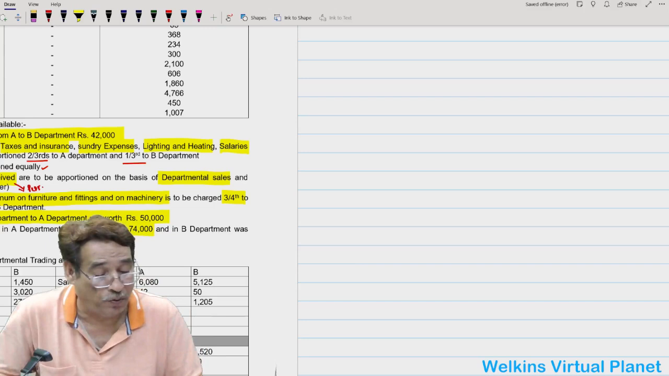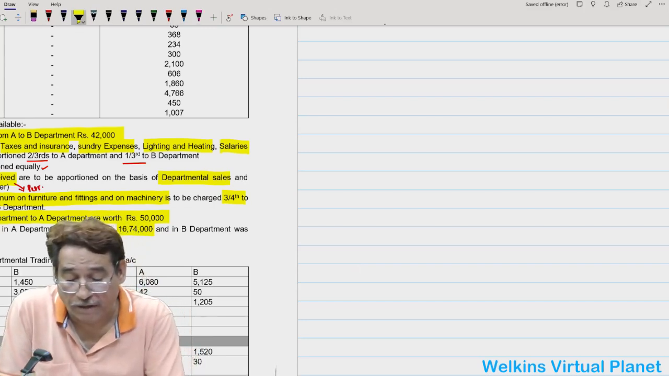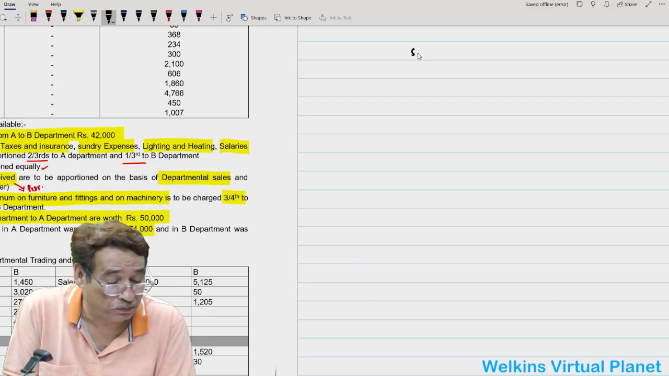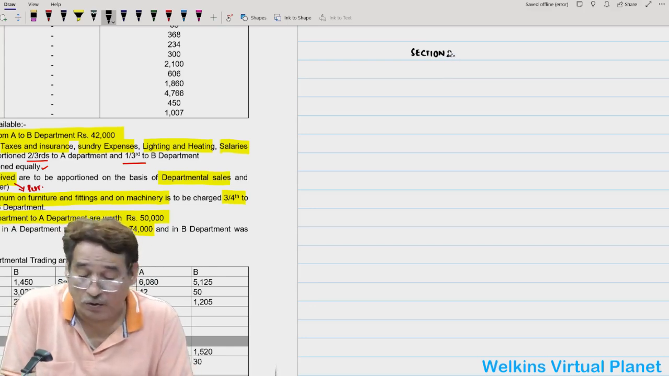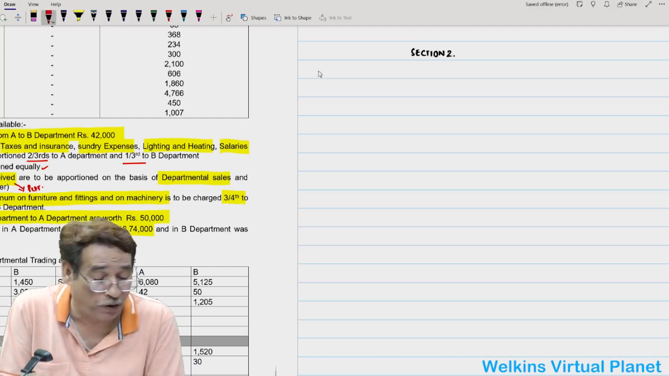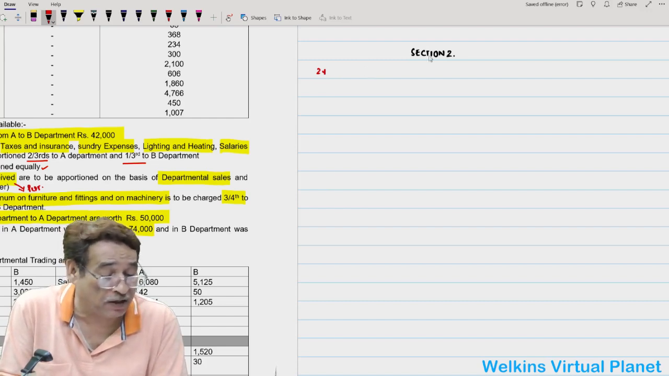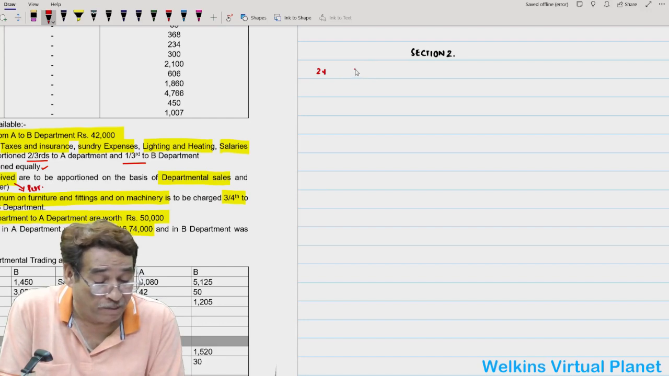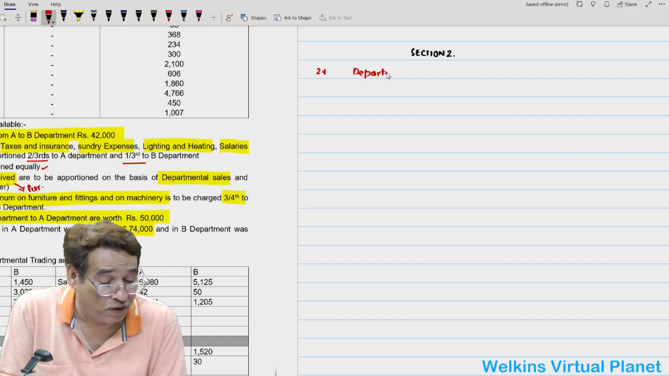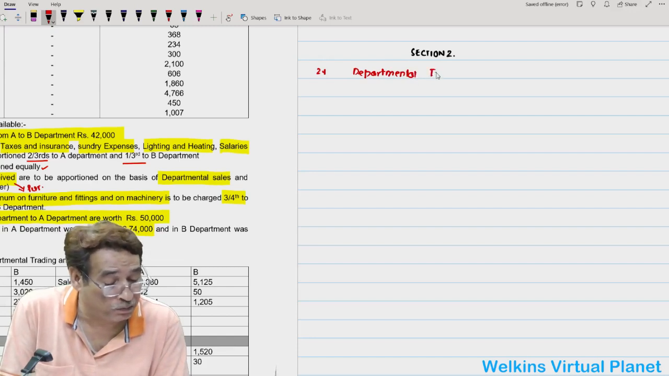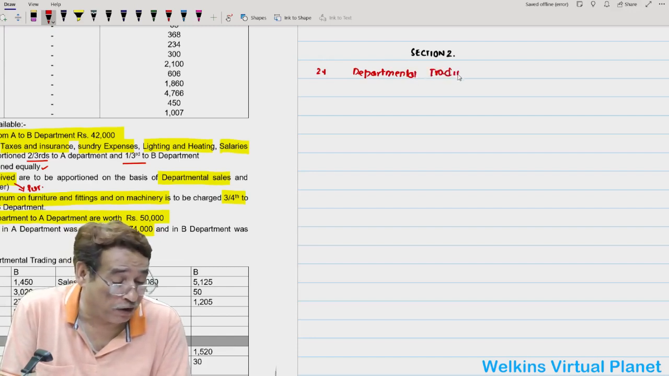First of all, section 2 is there. This is section 2 now started already. As far as section 2 is concerned, we are picking up question number 2.1, that means the first question of section 2. This section deals with interdepartmental transfers. Obviously, I have to prepare the departmental trading and profit and loss account.